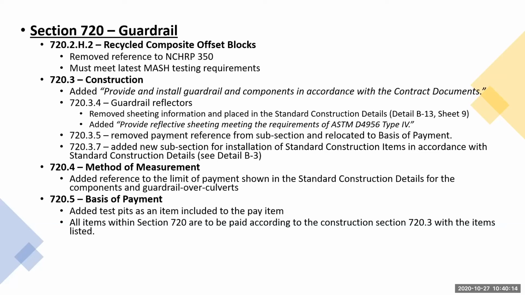Within the construction section, we provided language that states that you must provide and install guardrail and components in accordance with contract documents. I've gotten questions over guardrail reflector requirements, the sheeting colors, and those details and the spacing details have been moved to the standard construction details, and I'll talk about those this afternoon. So that information was removed from the spec, but we did add a statement clarifying that the sheeting must meet the requirements of ASTM Type 4 sheeting. Also, for the payment, we just clarified that test pits are included in the pay item for guardrail, and the items that are paid within section 720 were put in order in relationship to how they're constructed. So that's all in there.